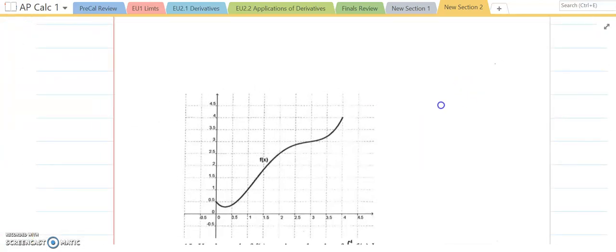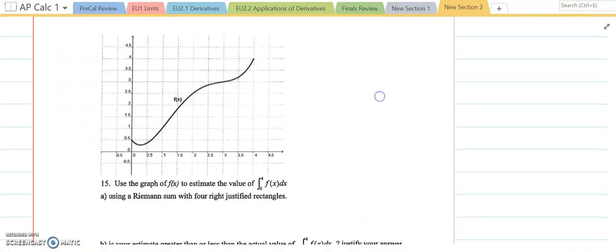Number 15, super duper important. I'm giving you a picture and asking you to create some rectangles. Right justified rectangles. From 0 to 4, it says 4 of them. Here, here. The next one will be there. And finally, you have a rectangle all the way up here at the top.